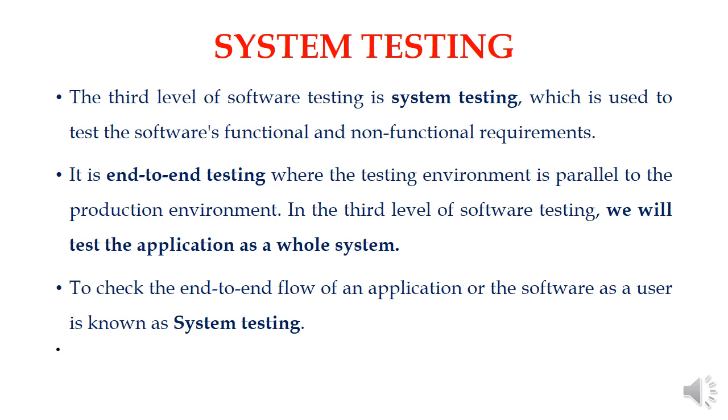System testing: the third level of software testing is system testing, which is used to test the software's functional as well as non-functional requirements. It is end-to-end testing, where the testing environment is parallel to the production environment. We test the system as a whole. Checking the end-to-end flow of the software application as a user is known as system testing.